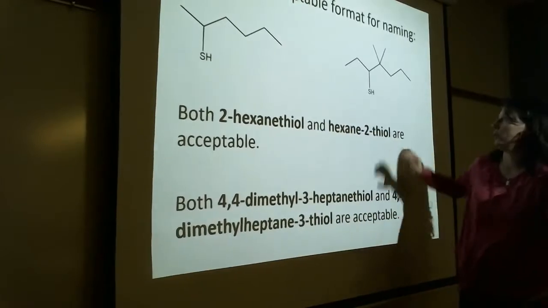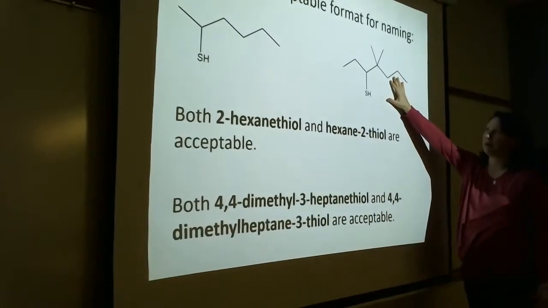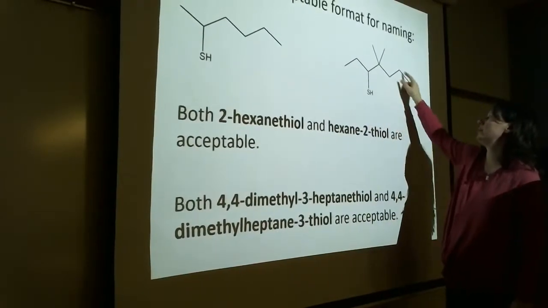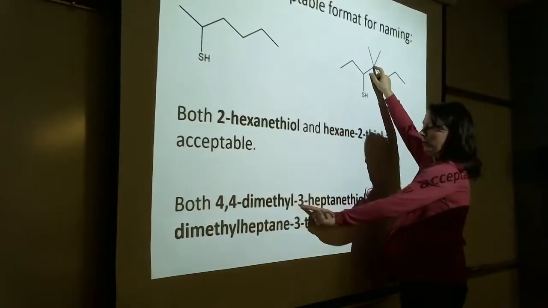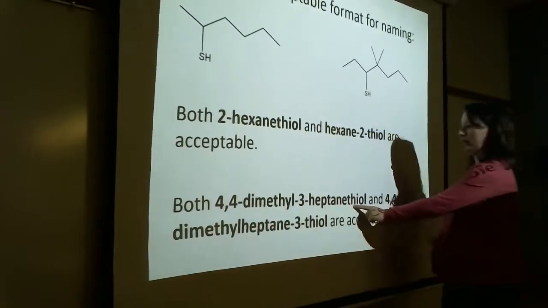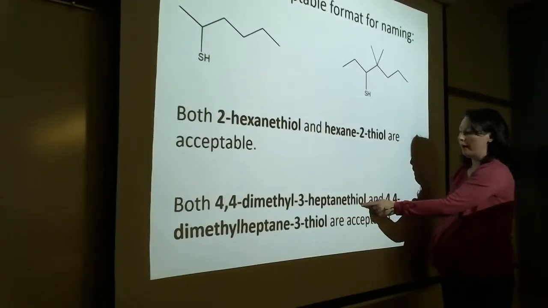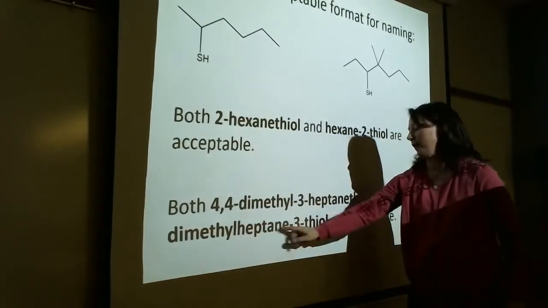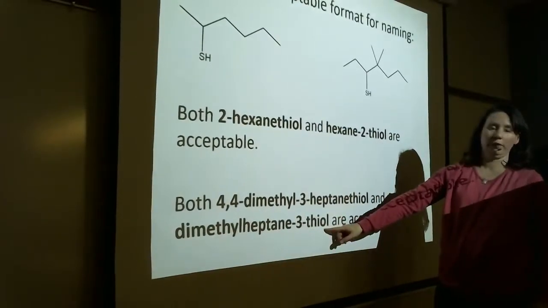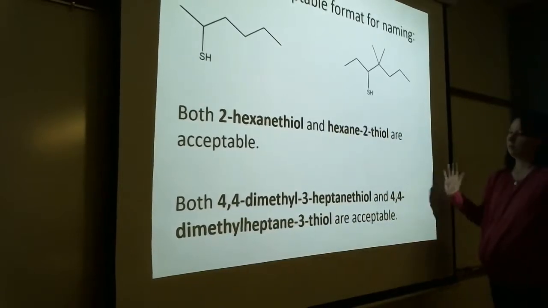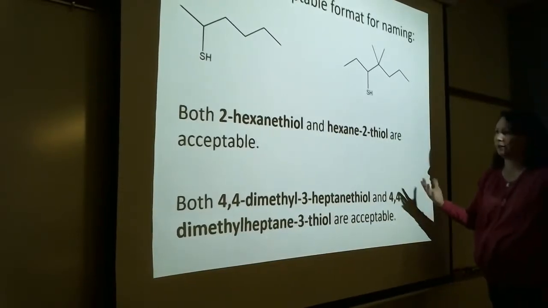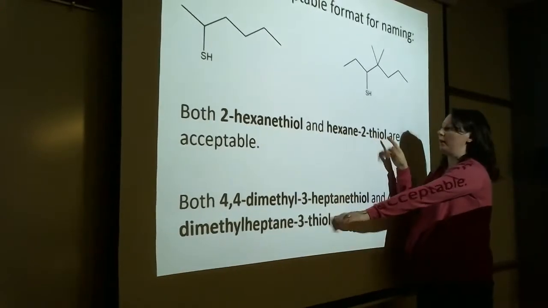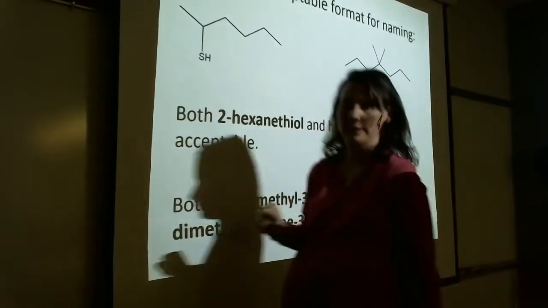And then looking at the molecule on the right, how does our book name it? We numbered 1, 2, 3, 4, 5, 6, 7, right? 4,4-dimethyl-3-heptane thiol. That's how your book would name it. But you also could have named it 4,4-dimethylheptane-3-thiol. Okay? So I just want to show you both versions, right? Again, this is the version your book uses, but just so you've seen it split up like that, it's acceptable to name it both ways.